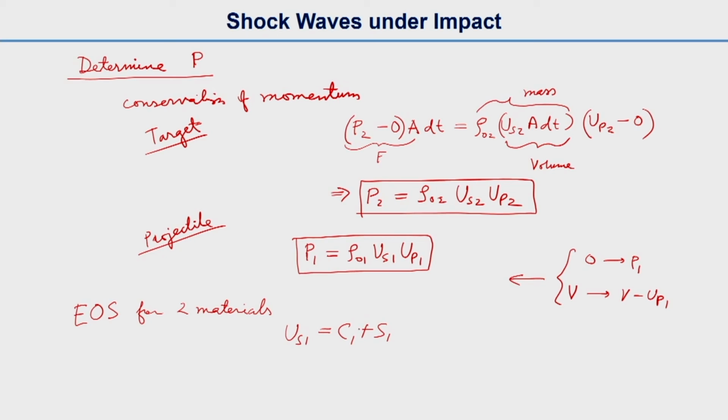So, as you know, the equation of state is the relationship between the shock wave velocity and the particle velocity, and C1 and S1 are two empirical parameters. Similarly, for the target, this is C2 plus S2 multiplied by UP2; these are material parameters. If you substitute these EOS into these two equations, let us say I will write A and B.